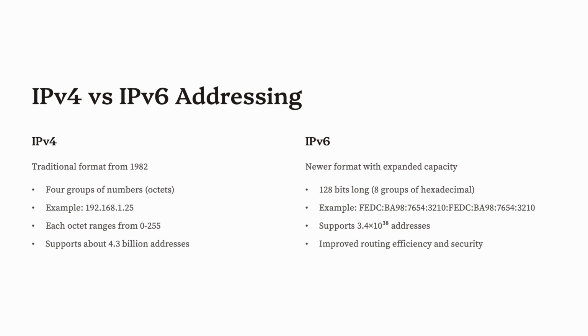Each octet ranges from 0 to 255. You can break down those dotted decimal numbers in binary if you want. Since it's 32 bits, it supports about 4.3 billion addresses. We almost exhausted all of them, or we have exhausted all of them. To overcome this exhaustion and limitation, IP version 6 or IPv6 was introduced.